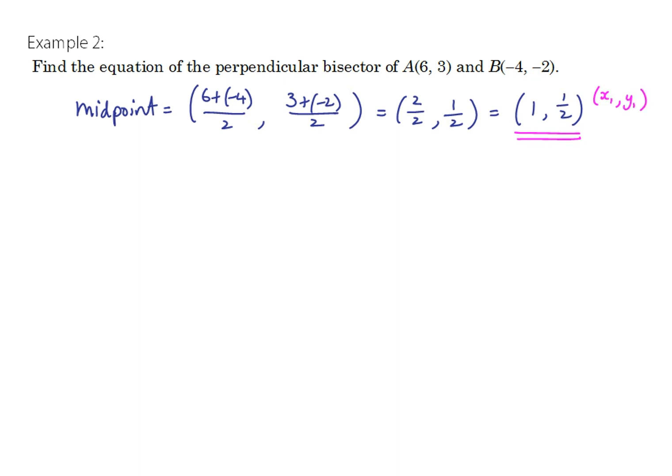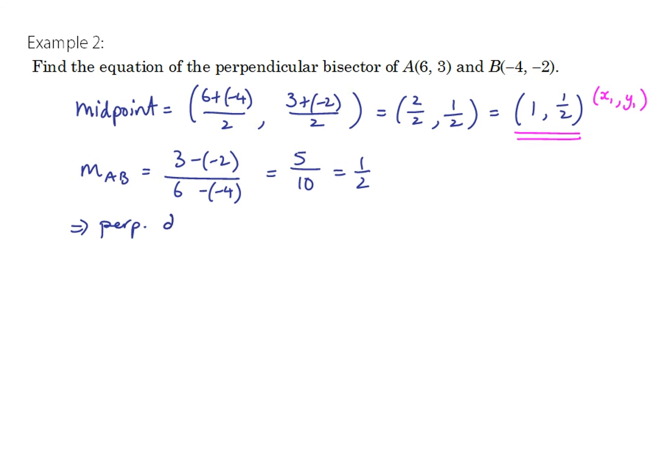Then we also need the gradient of AB. So 3 minus minus 2 over 6 minus minus 4. So that's 3 plus 2, which is 5, over 6 plus 4, which is 10, so 1/2. So that means that our perpendicular gradient will be the negative reciprocal of 1/2. So we're going to get negative 2 over 1, so negative 2. So we now have gradient and point.